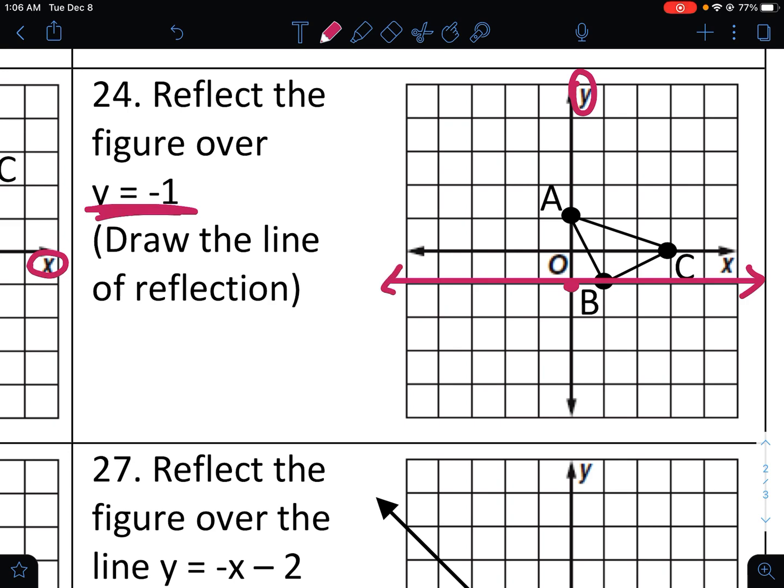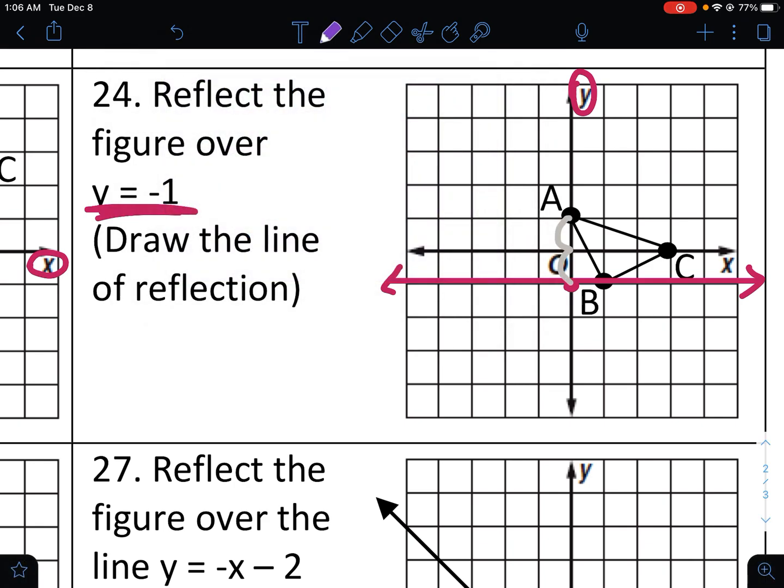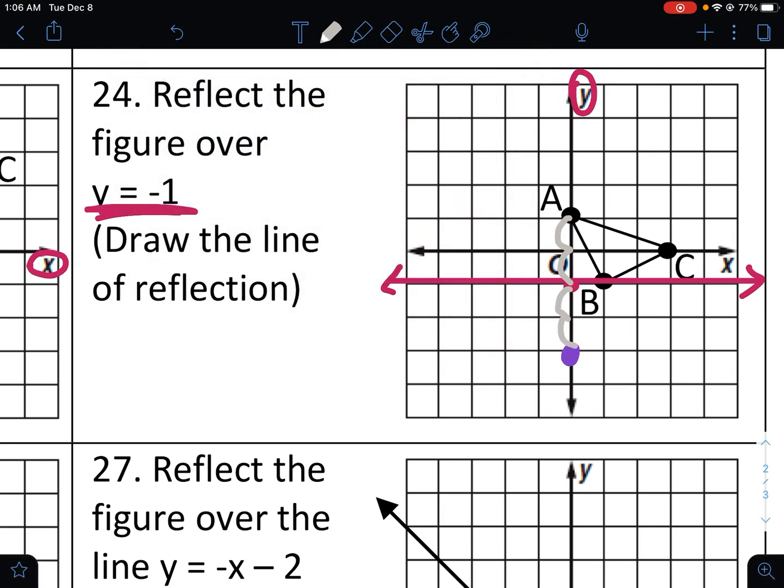And then you would just count the distance. So A is 2 units away, so there's your new A right there, because it's also 2 units away. B is exactly on the line, so it stays on the line. So that's A prime, and B prime stays right there, because again, it was on the line of reflection. And then C is 1 unit away on this side, so we go 1 unit away on the other side of the reflection line, and there's C prime. Connect the points, and there you go.